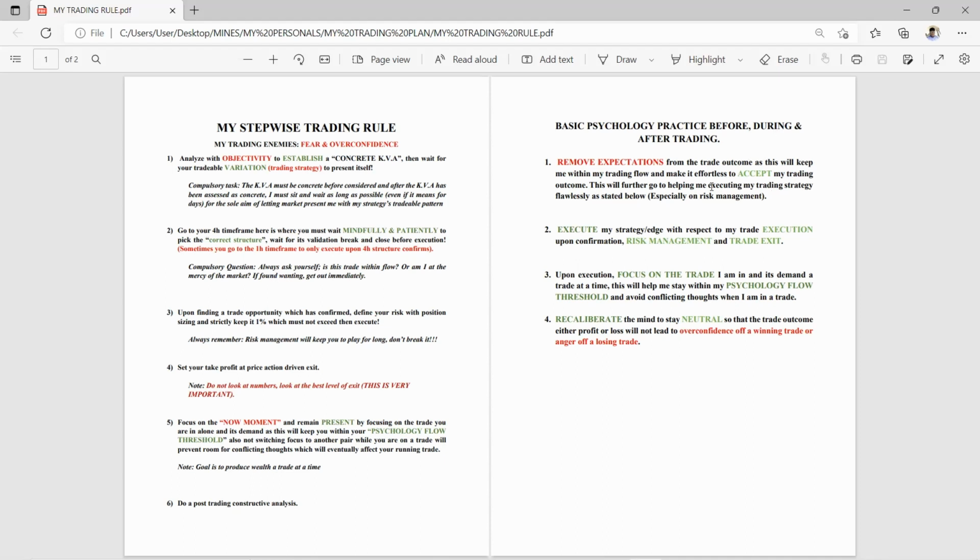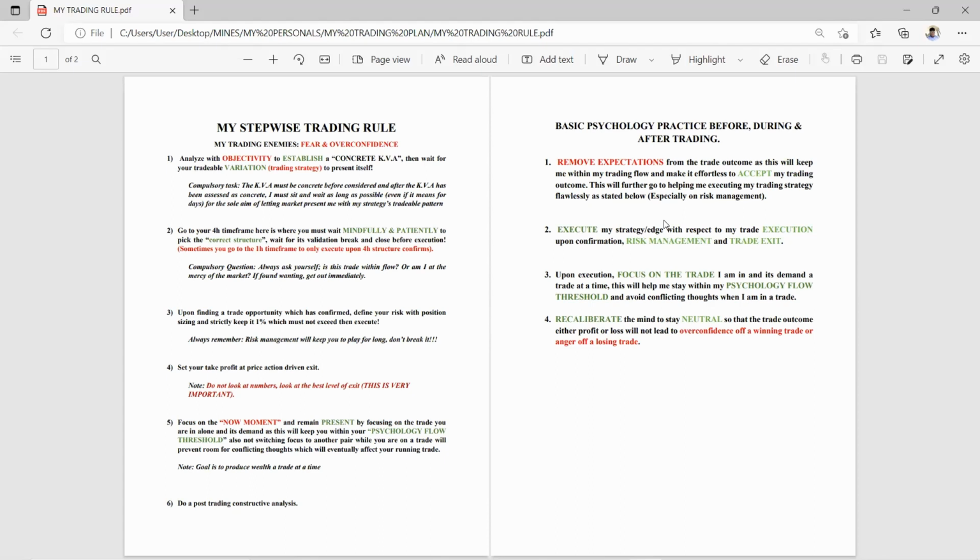So I said this will go further to helping me execute my trading strategy flawlessly, especially on risk management. So if you risk what you can afford to lose, that means you really don't have so much energy. You're not anticipating, you're not putting expectation on the outcome of that trade, because okay, worst case scenario, I lose 1% of my account, isn't it? Right?